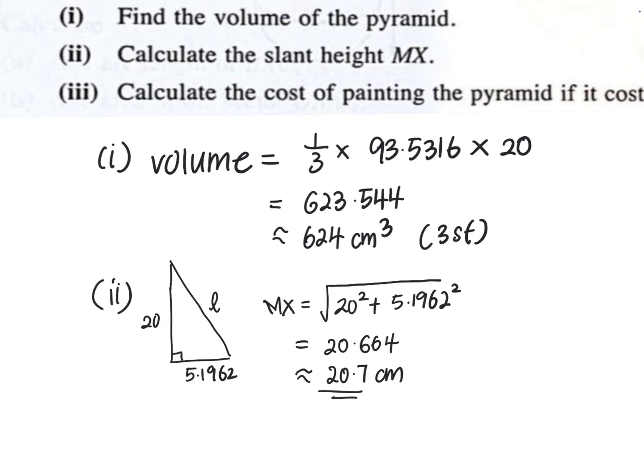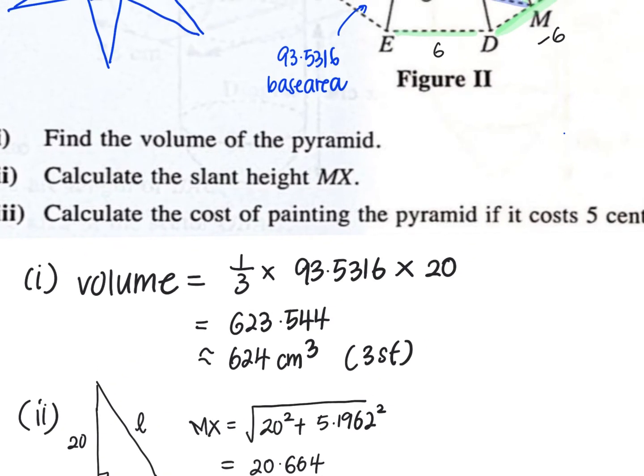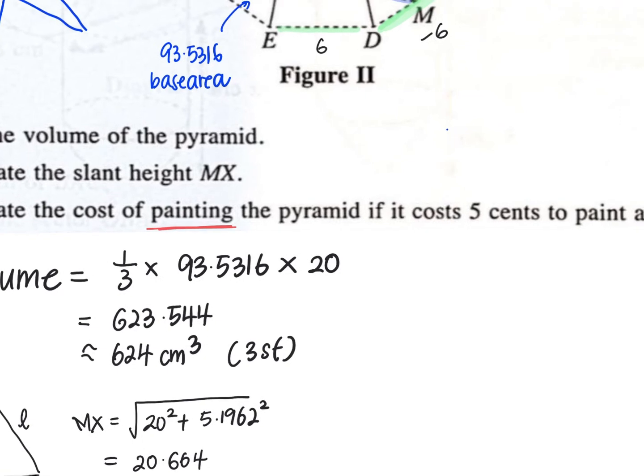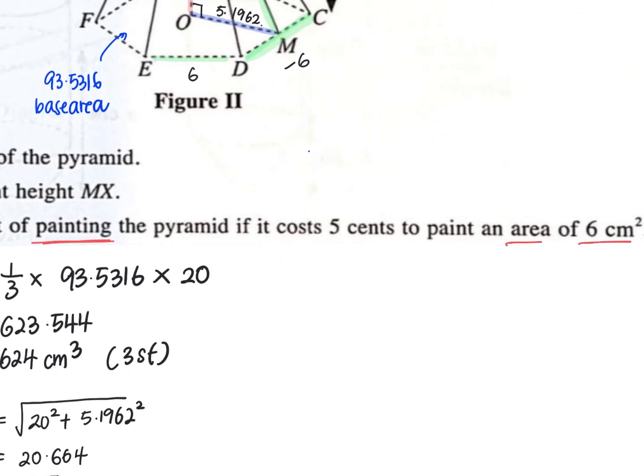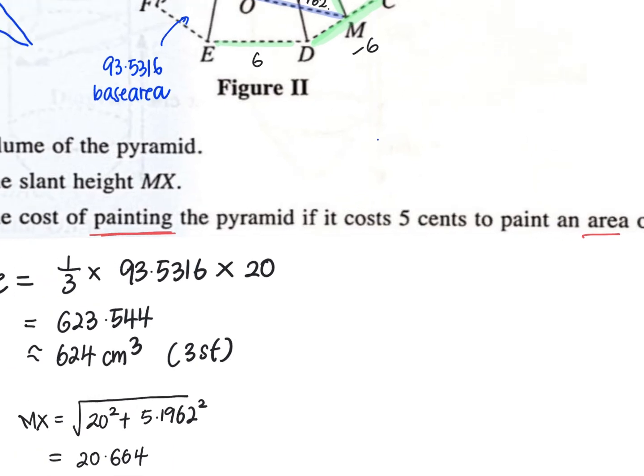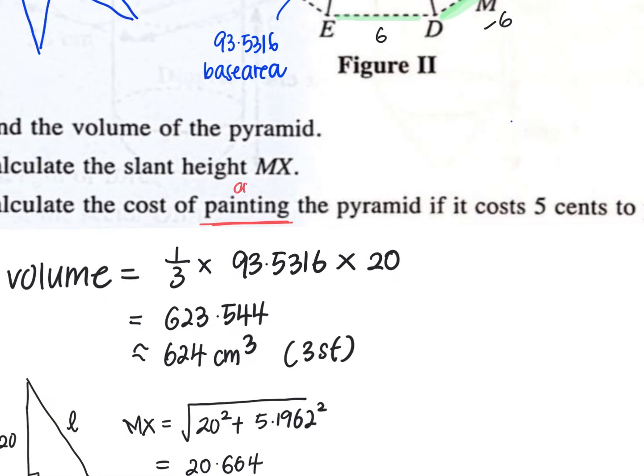Next part of the question, they ask us to calculate the cost of painting. What do we need to paint? Painting the pyramid. What do we need to paint for the pyramid? Length, area, or volume? Now let's read the question a little bit more. Painting the pyramid, if it costs 5 cents to paint an area of 6 cm square. So this is clearly talking about the area. So we are going to find the total surface area for painting the whole pyramid.